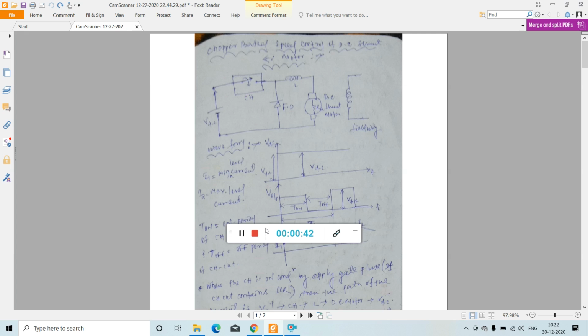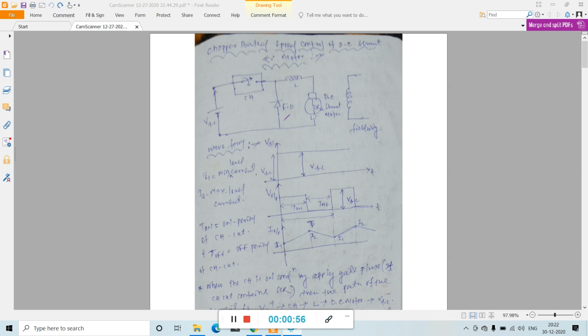So see, here is your chopper. This circuit is the chopper circuit. This is the chopper switch. This is the DC shunt motor. So this is the chopper circuit and this is the DC shunt motor. The main function of the chopper is that it converts fixed DC voltage to variable DC voltage. So on the output side we get variable DC voltage, and this variable DC voltage is the input for this DC shunt motor.